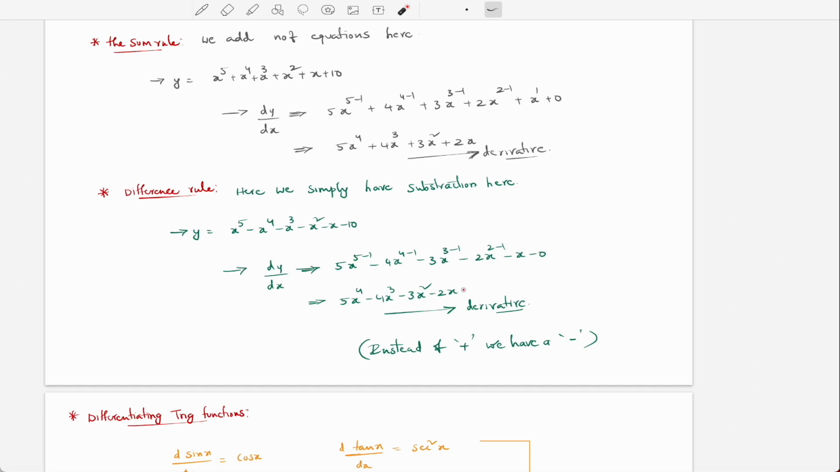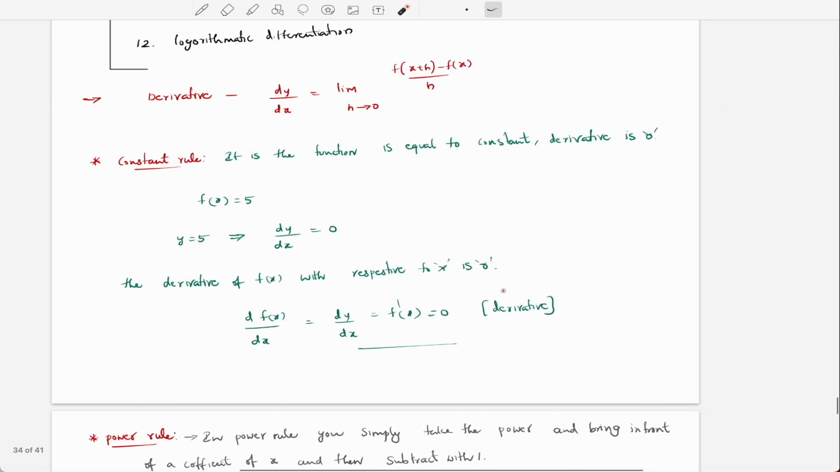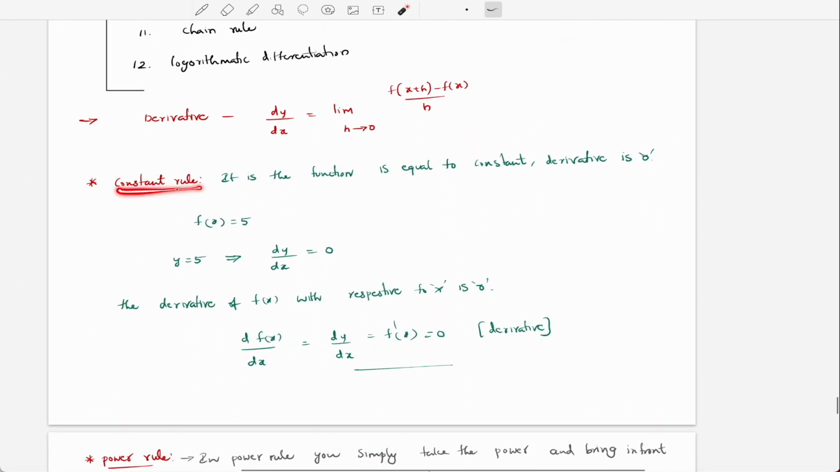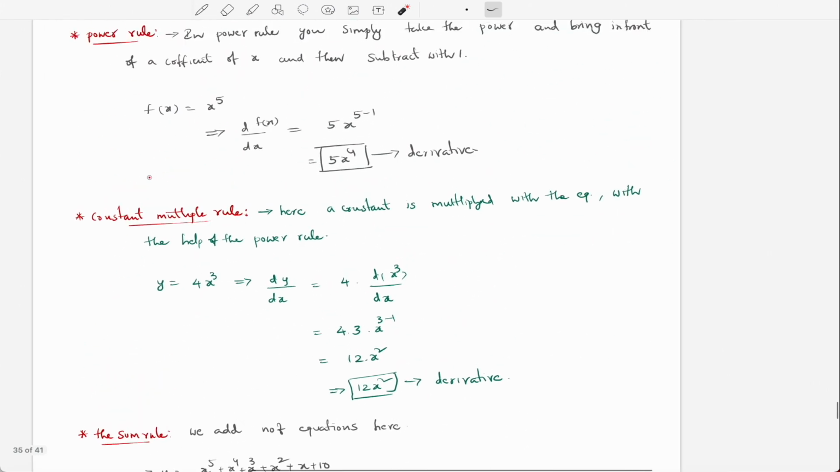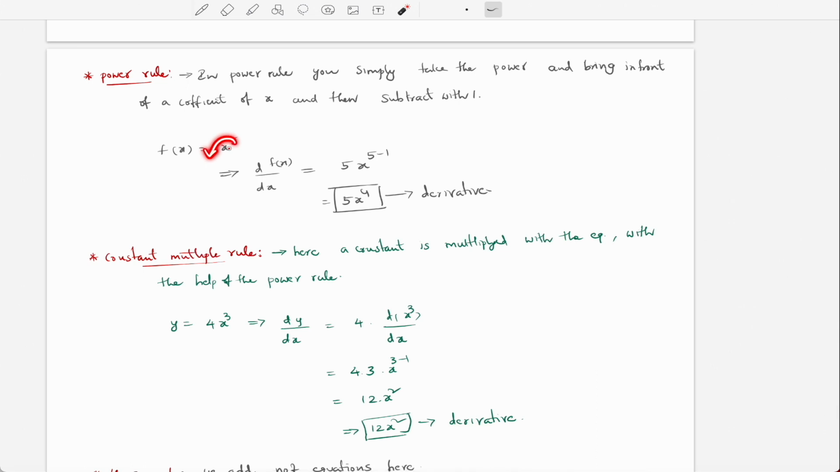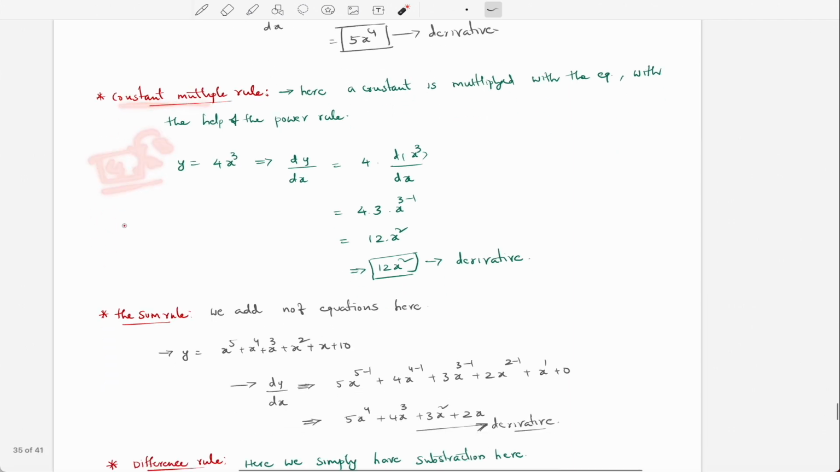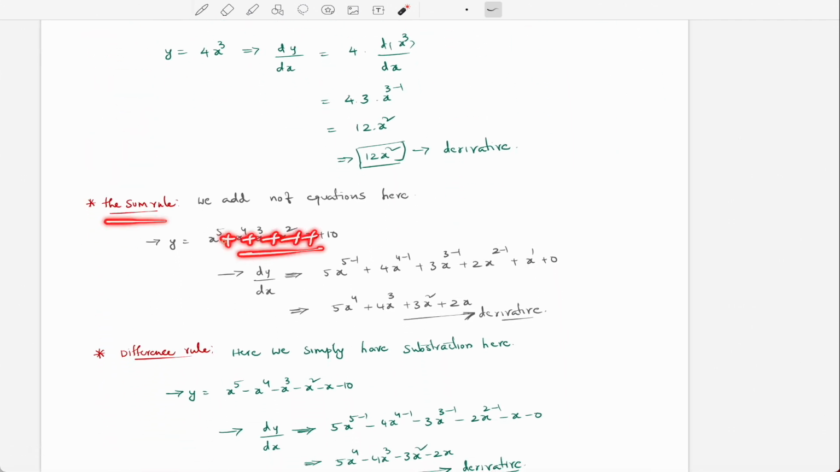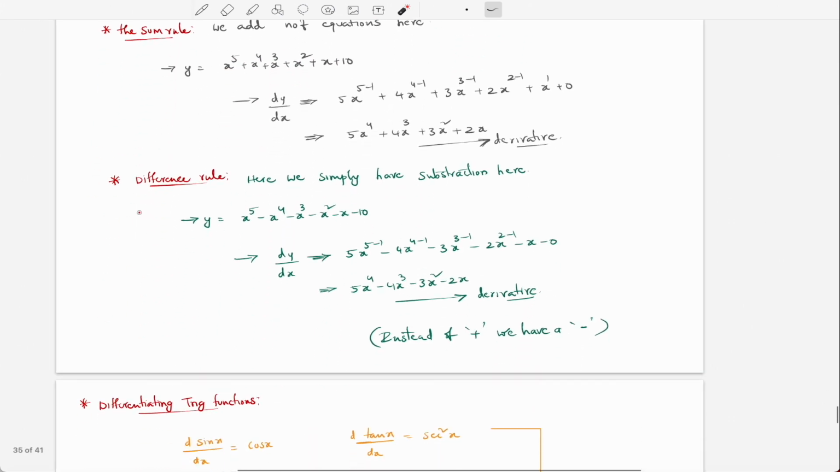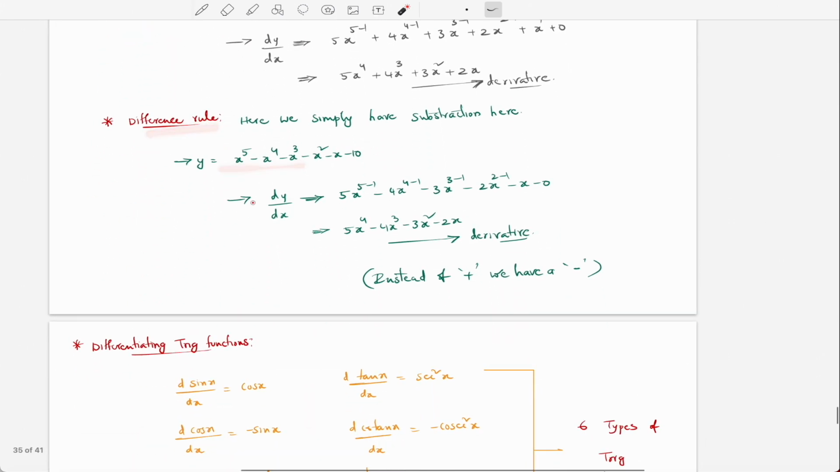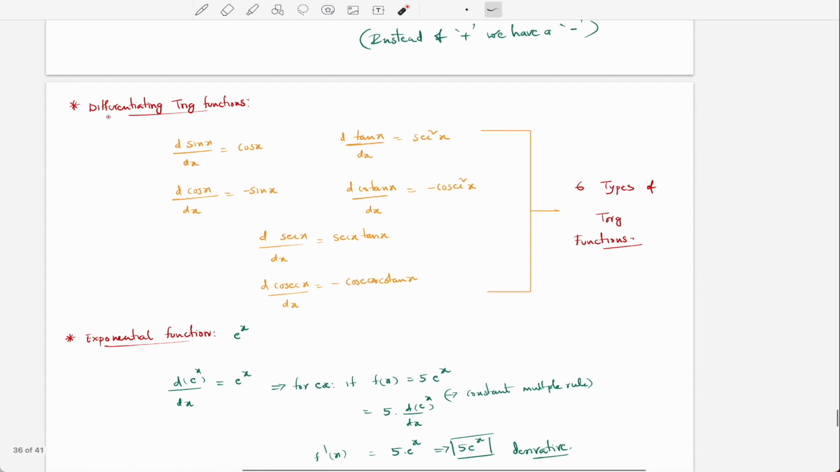Okay, I hope you're understanding. We have discussed the constant rule, which means the derivative of a constant is 0. What is the power rule? We simply bring the power in front and subtract 1. With the constant multiple rule, we simply calculate with the constant. What is the sum rule? We have addition there, we add the equations. And for the difference rule, we simply subtract the equations here. Now we have the differentiation of trig functions.